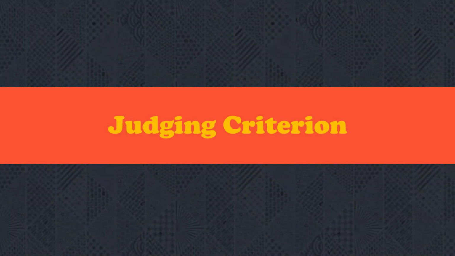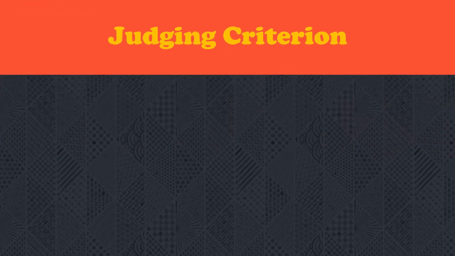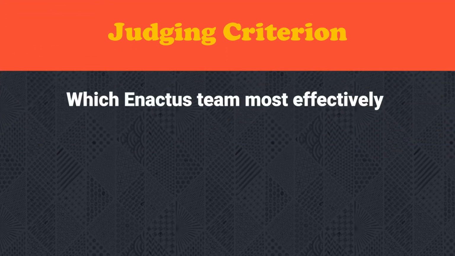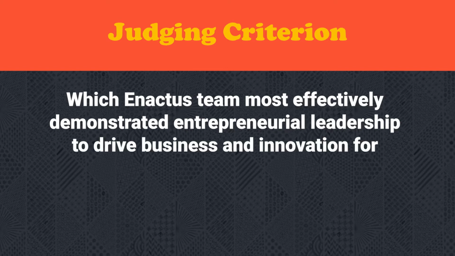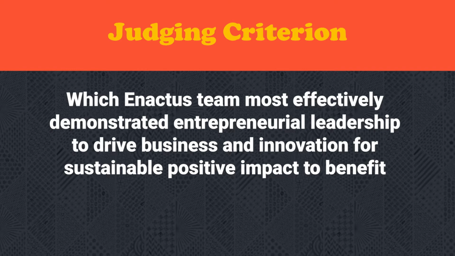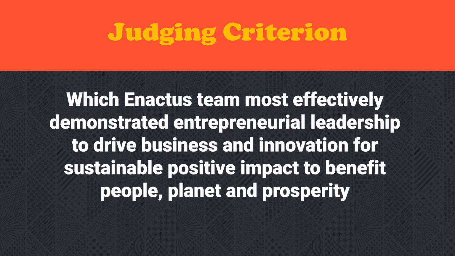The single question you will apply today to make your best judgment for team presentations is: which Enactus team most effectively demonstrated entrepreneurial leadership to drive business and innovation for sustainable positive impact to benefit people, planet, and prosperity within the last year? The criterion is broken down into 4 areas for scoring purposes: entrepreneurial leadership, innovation, use of business principles, and sustainable positive impact.